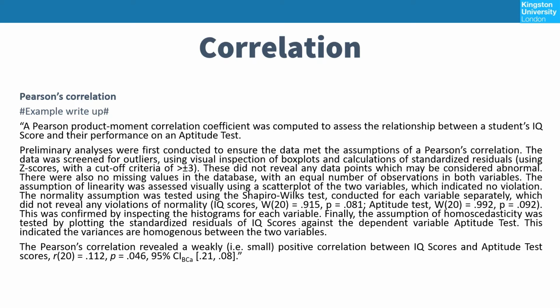This was confirmed by investigating the histograms for each variable. Finally, the assumption of homoscedasticity was tested by plotting the standardized residuals against the dependent variable. This again indicated the variances are homogeneous between the two variables. So coming together, given that all of the assumptions of a Pearson's correlation were not violated, you can actually report the values that you receive. So in this case, you would say the Pearson's correlation revealed a weakly, i.e. small, positive correlation between IQ scores and aptitude test, and you would report it in full as I showed on the previous slide.